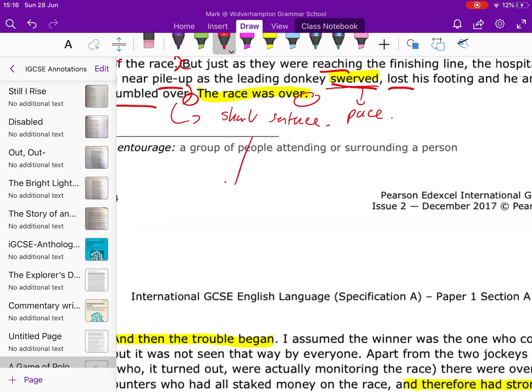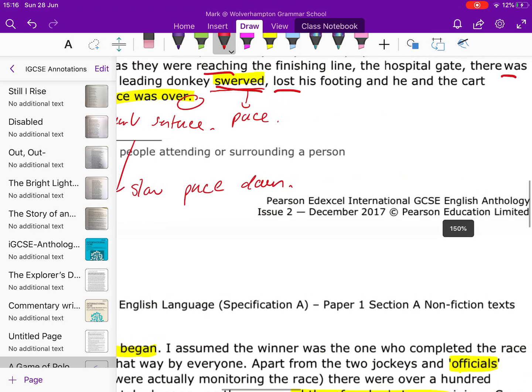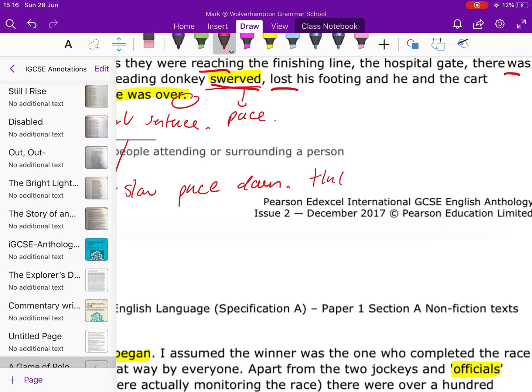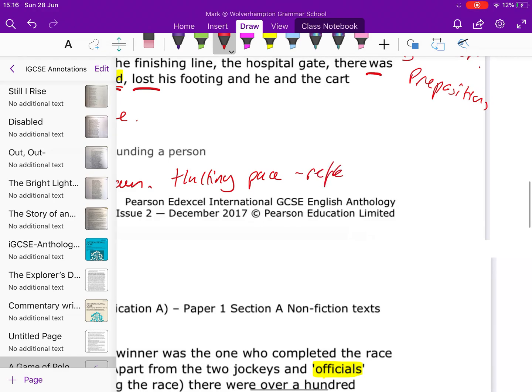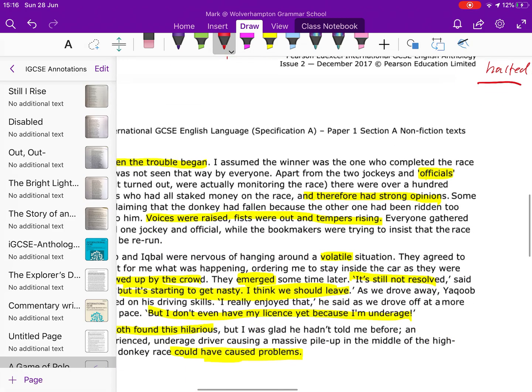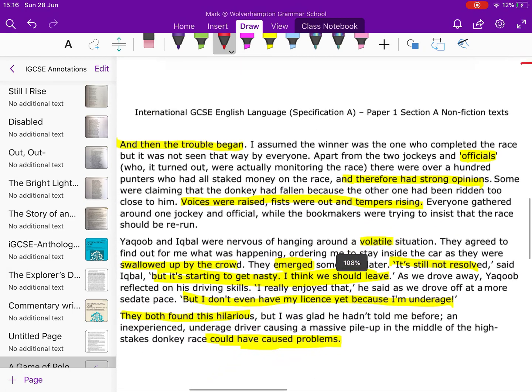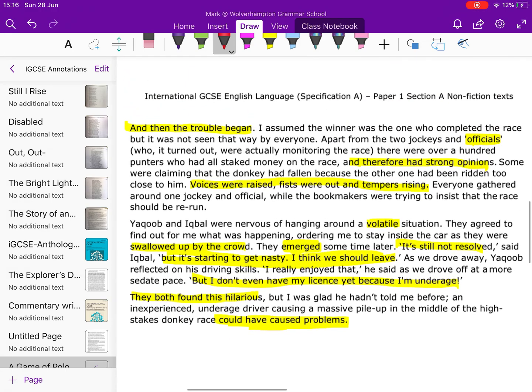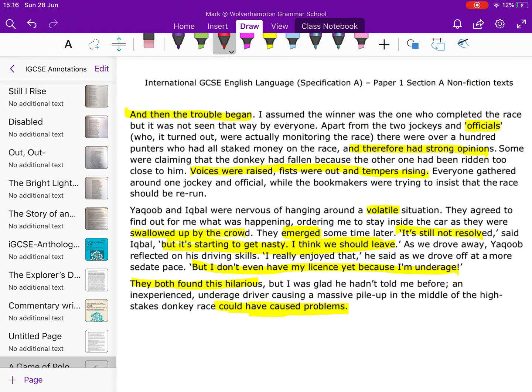And short sentences, to me, they slow the pace down, and the halting of the pace reflects how the race has been halted too. So the race suddenly stops, therefore the pace of the writing suddenly slows down, and the paragraph ends as well, which reflects how the race has suddenly stopped and halted, especially after such a long sentence, which was demonstrating all the quick different movements that were going on.